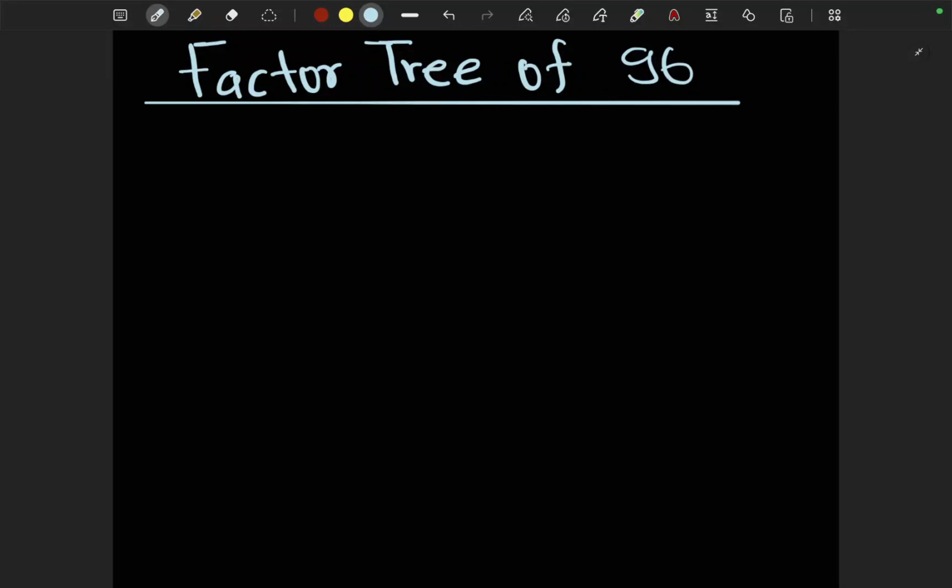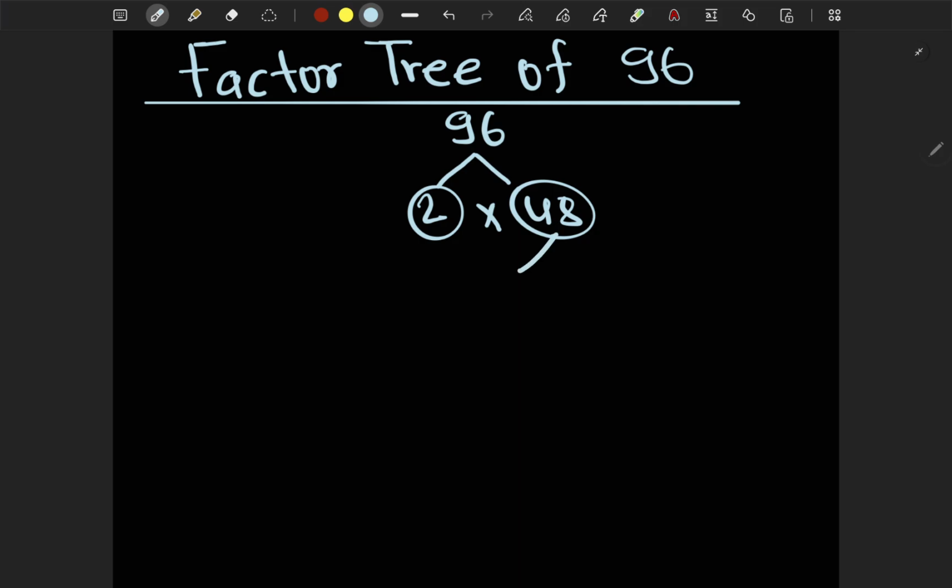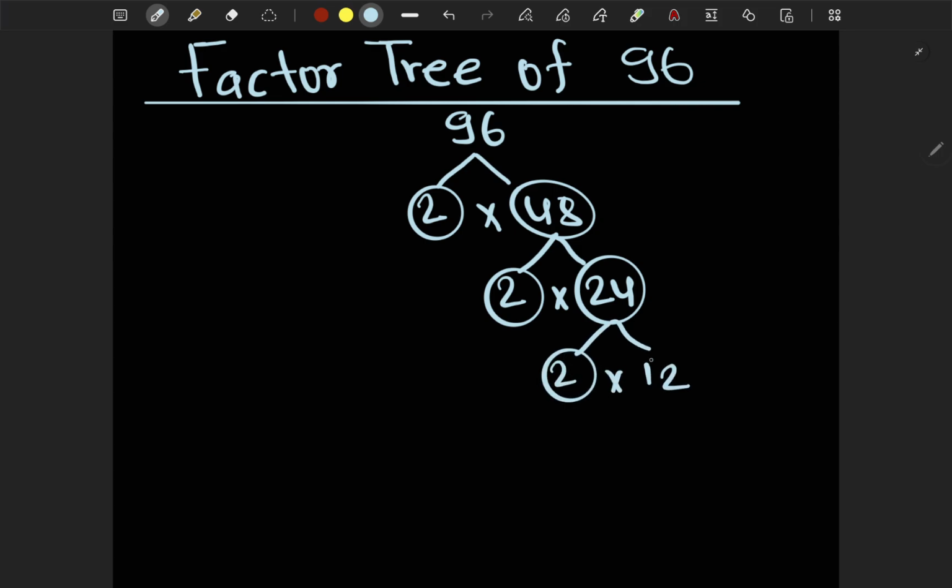Factor tree of 96. So 96 can be written as 2 times 48, which is equal to 96. So 48 can be written as 2 times 24, which is equal to 48. So 24 can be written as 2 times 12, which is 24.